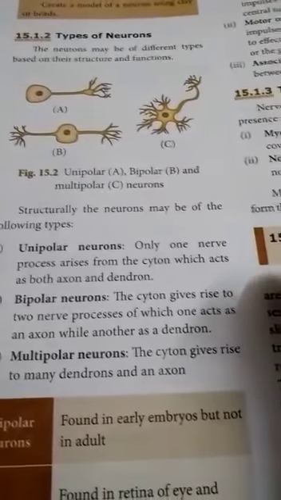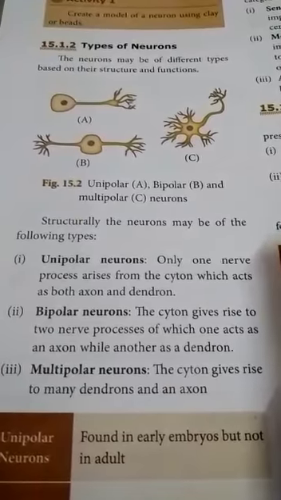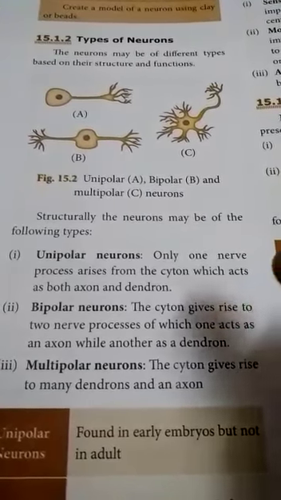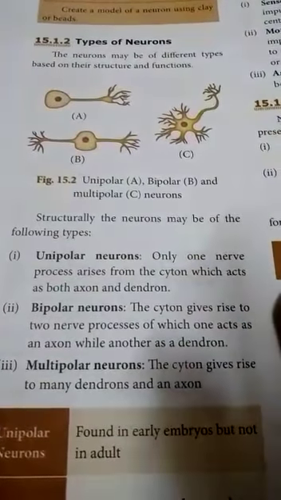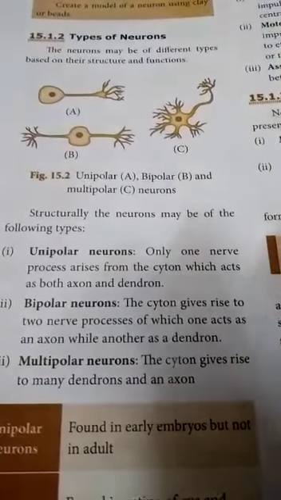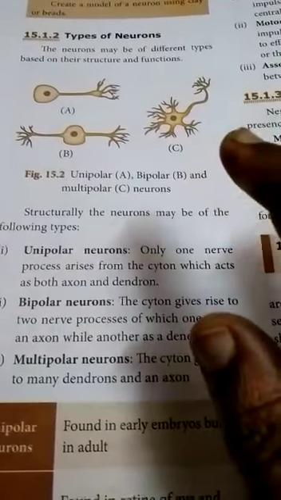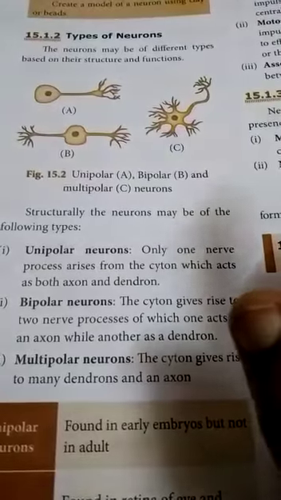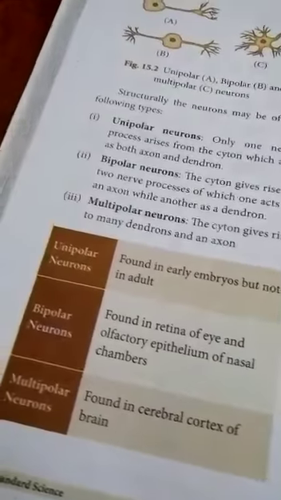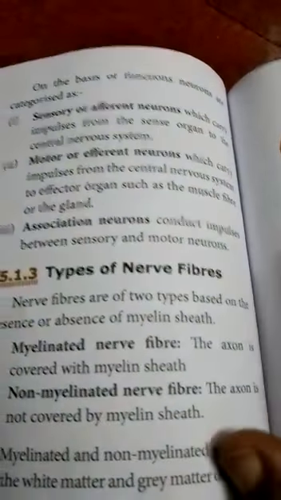How is the bipolar neuron arranged? It has two nerve processes. One acts as an axon and another acts as a dendrite. One dendrite and one axon, that's all. Then the multipolar neuron has many dendrites and only one axon. It is present in the brain onwards.